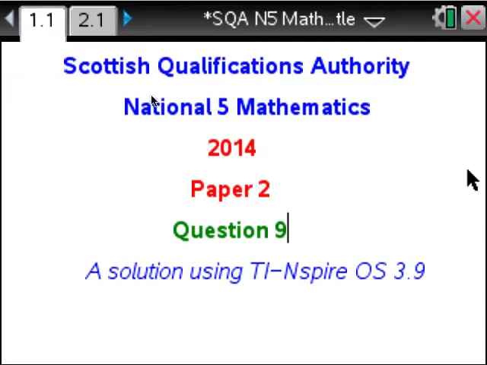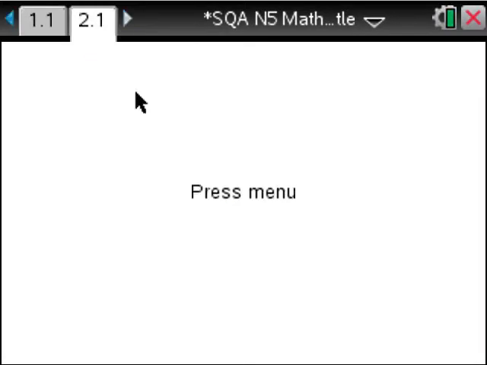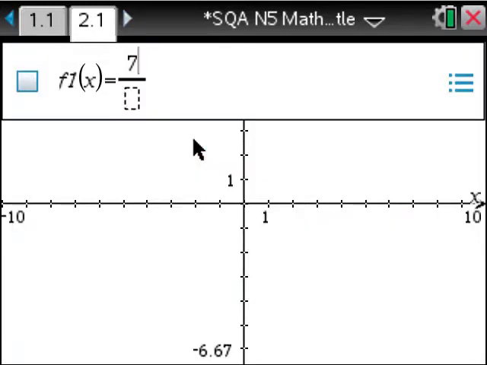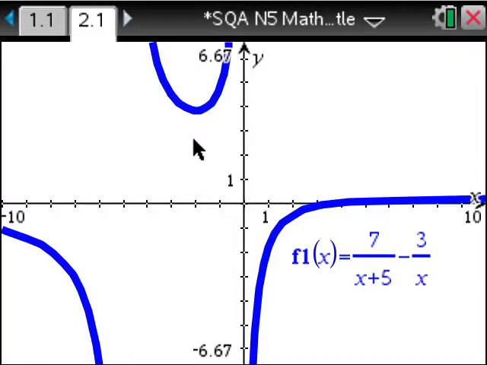National 5, 2014, Paper 2, Question 9. Let's go to a graph page and we're going to type in that expression. The question doesn't ask us to, but this is going to be a process by which we can check all of our workings as we go through this question. So there's the expression. If I do the graph of it, it looks very interesting like that.